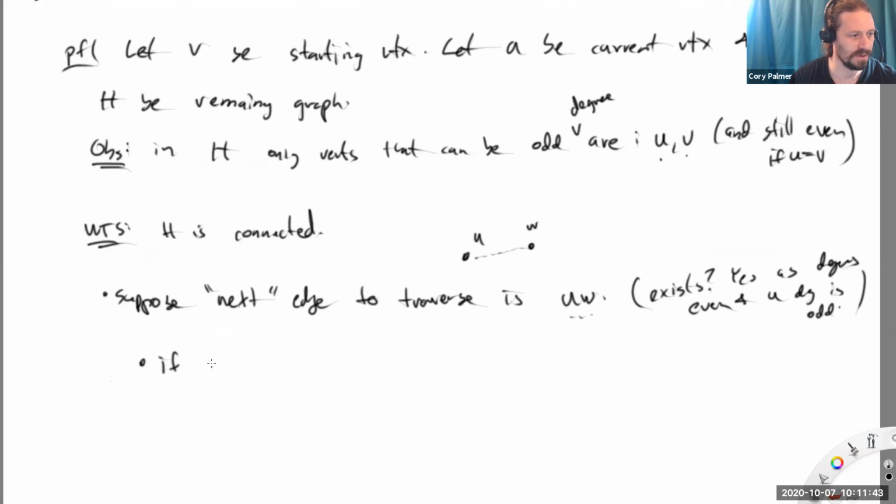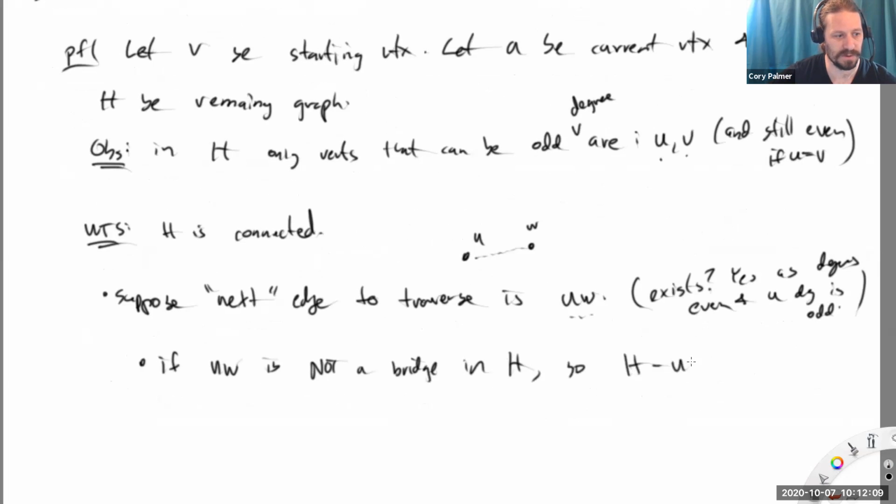So the first one is if UW is not a bridge in H, right? When we talk about walking along bridge or non-bridge edges, we're always talking in the remaining graph H, right? An edge may not be a bridge initially, but it may become a bridge, okay? So if we walk along a non-bridge, what do we do? We remove that edge.